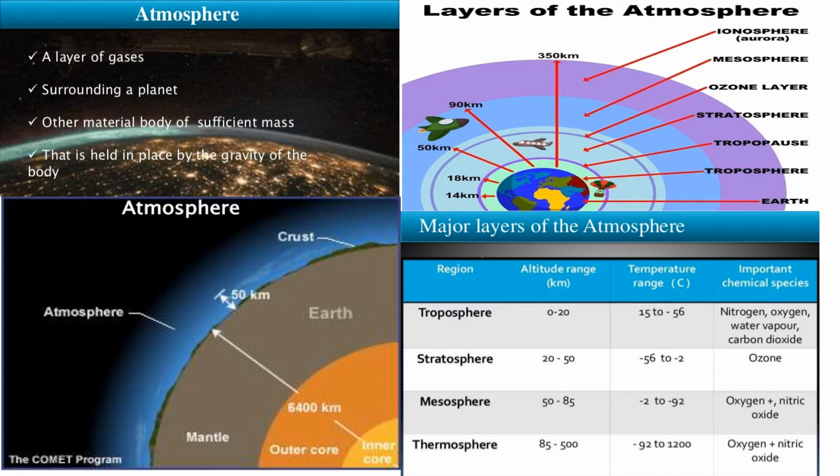The altitude range, temperature and important chemical species in different layers are: in the troposphere, the altitude range is 0 to 20 kilometers, temperature range 15 to minus 56, and important chemical species are nitrogen, oxygen, water vapor, carbon dioxide. In the stratosphere, the altitude range is 20 to 50, temperature minus 56 to minus 2, and the chemical species is ozone. In the mesosphere, the altitude range is 50 to 85 kilometers, temperature minus 2 to minus 92 degrees centigrade, and the chemical species are oxygen and nitric oxide. And lastly, in the thermosphere, the altitude range is 85 to 500 kilometers, temperature ranges from minus 92 to 1200, and the chemical species are oxygen and nitric oxide.